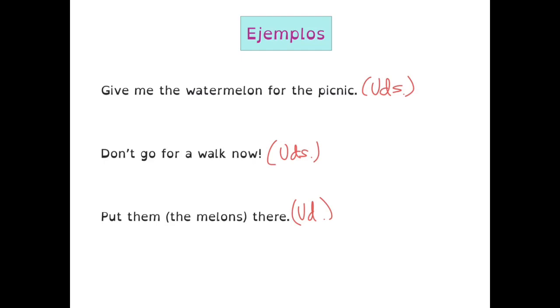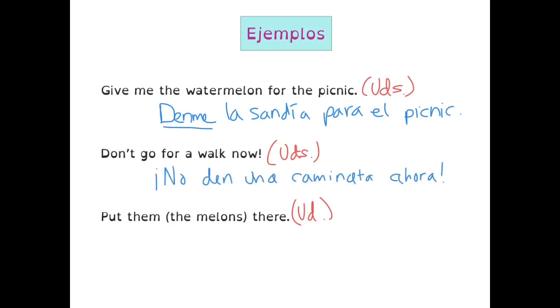So, give me the watermelon for the picnic. "Denme la sandía para el picnic." "Denme" is only 2 syllables, so I don't need an added accent there. Don't go for a walk now. "No den una caminata ahora." Or perhaps use "pasear," in which case you would say "no paseen ahora." That would be fine.